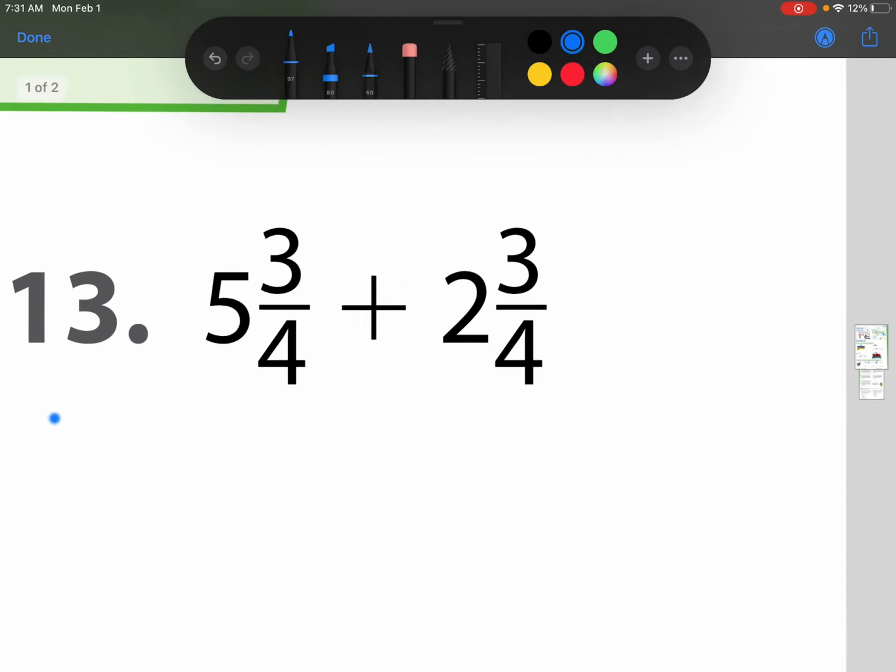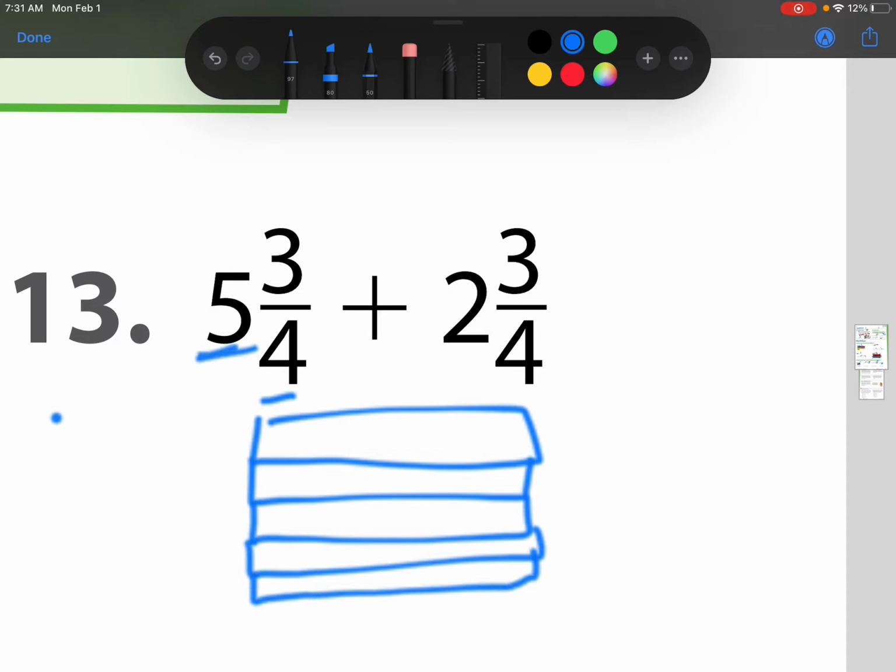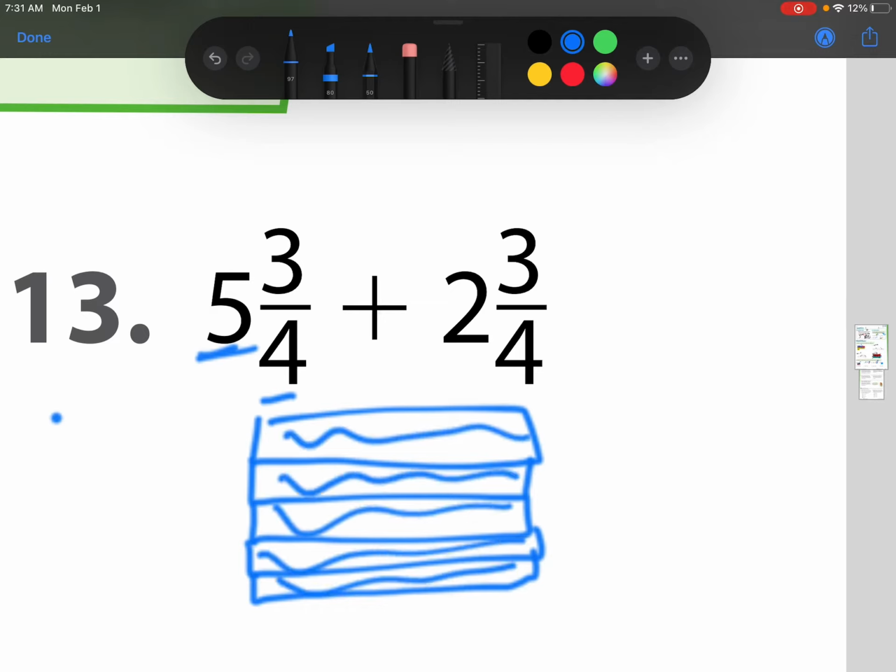Number 13, since we have a small denominator, let's try it with the model again. So here we have 5 wholes. 1, 2, 3, 4, 5. So there's our 5 wholes. And we'll just fill them in briefly. And then we have 3/4. So we're going to break this up into fourths. 1, 2, 3.